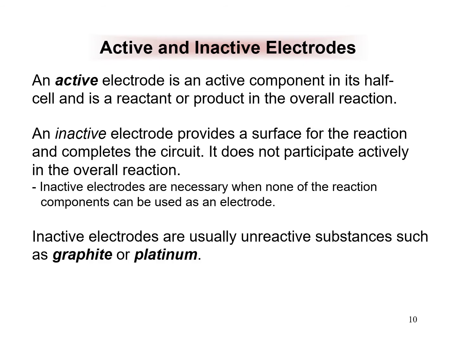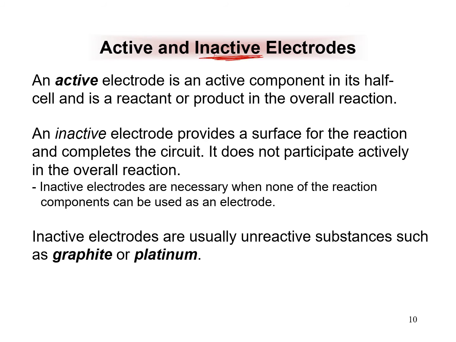The electrodes are usually made up of solid, remember? So in our previous example, we had zinc and copper. Now, what if our reaction does not have a solid? Our reaction is such that both the reactant and products are aqueous. There is no solid present. What would we do in that case? In that case, we use something which is called the inactive electrode.